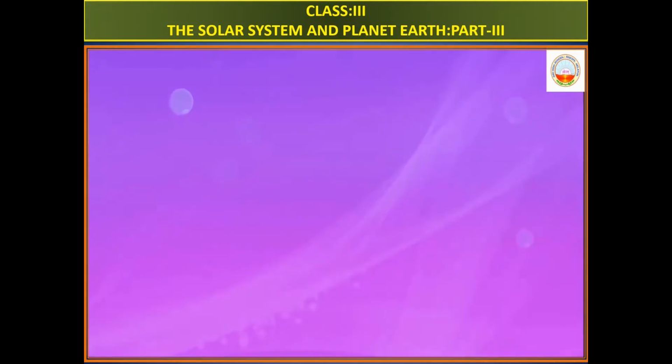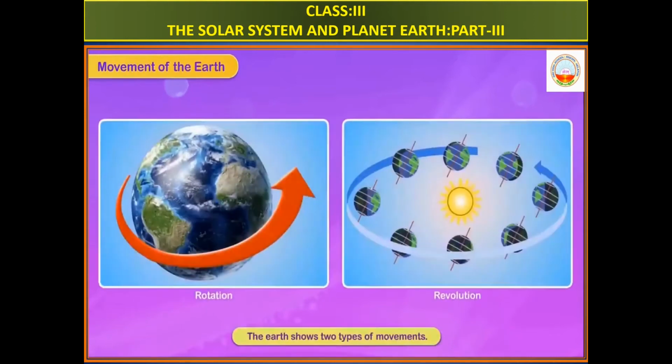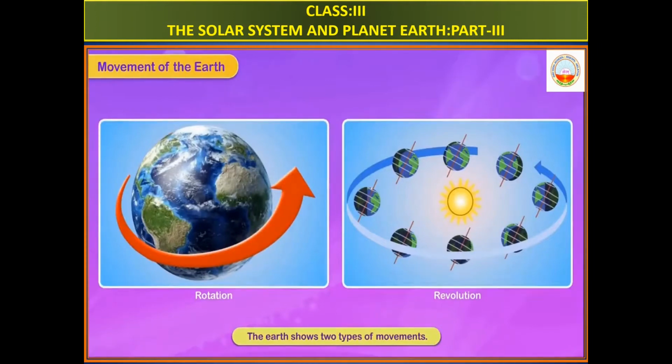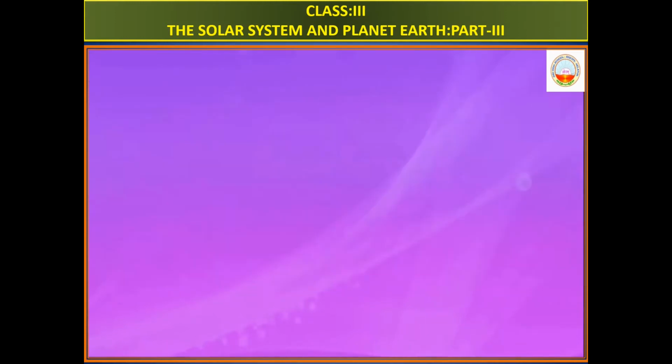Let us learn the movement of the Earth. The Earth shows two types of movements, that is rotation and revolution. Both rotation and revolution play an important role in our daily life. Now let us see rotation.